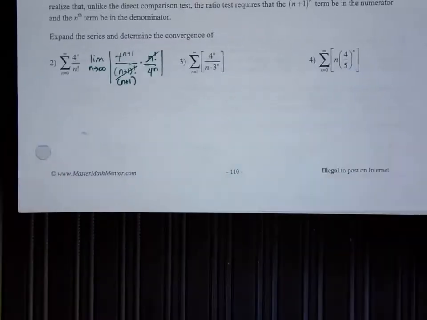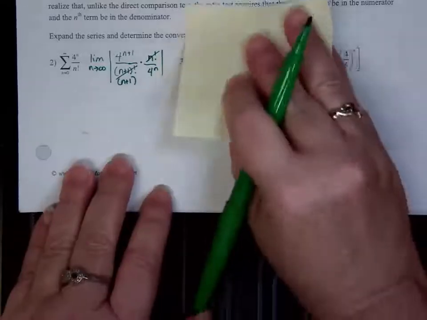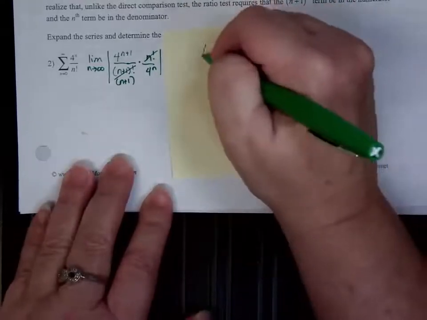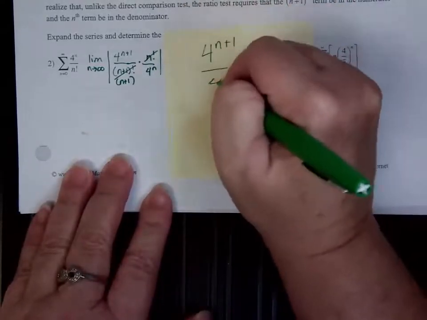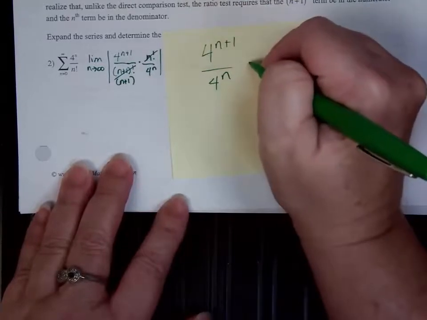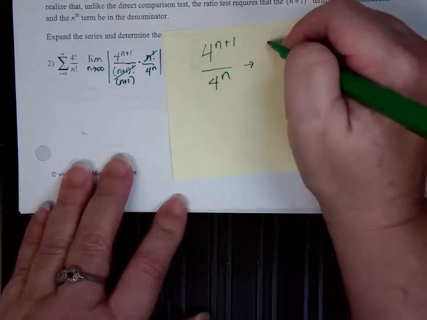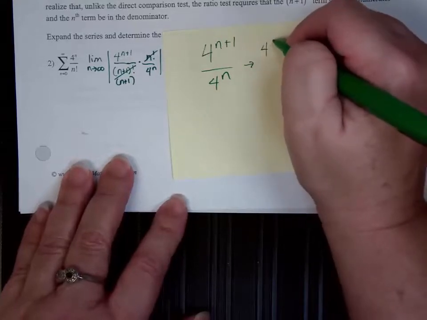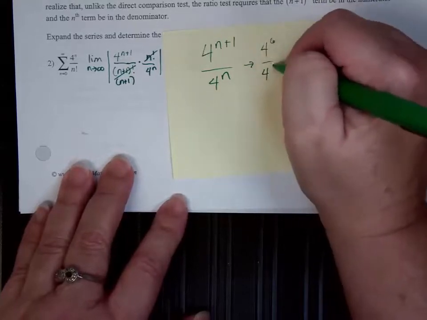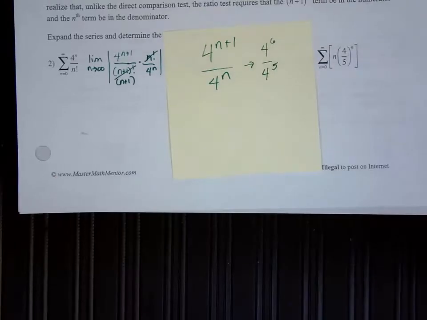So now let's talk about this 4 to the n plus 1 over 4 to the n. Let's play with it with some numbers. Okay? If you plug in n equals 5, what's the top going to say? 4 to the what power? 6. Over 4 to the 5th. How do you simplify that? It's just 4, isn't it? So how are you getting 4? Subtract the exponents.